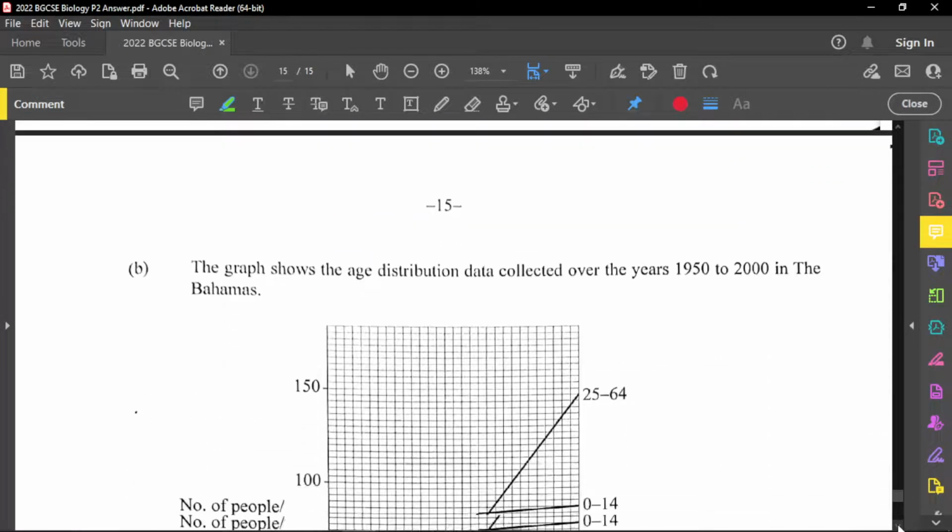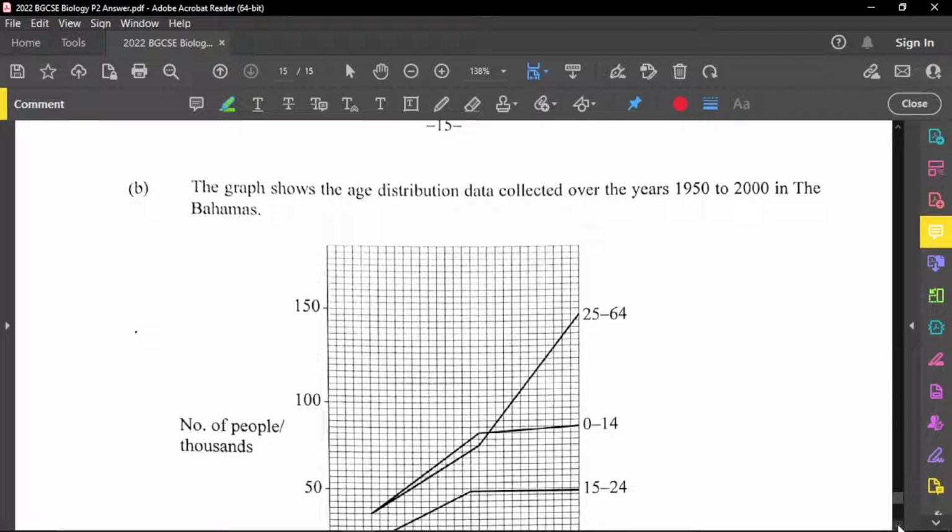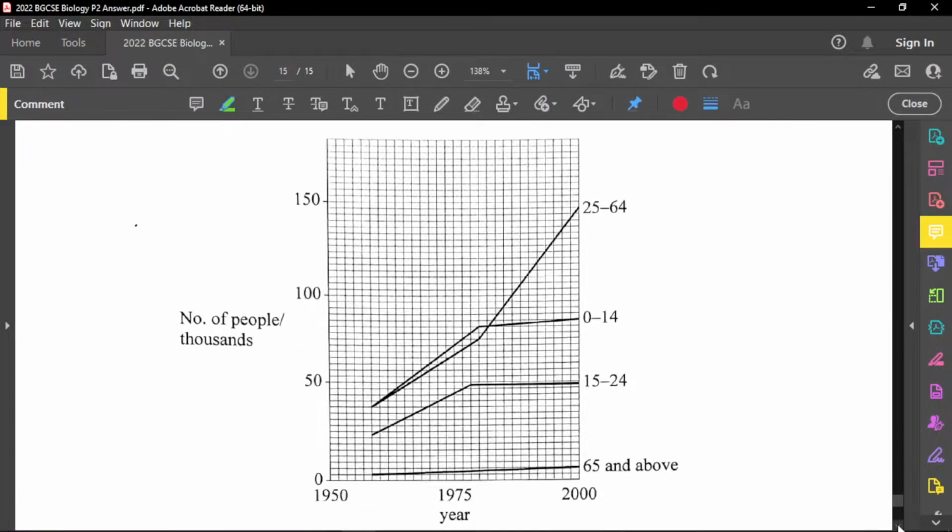For part B, it says the graph shows the age distribution data collected over the years 1950 to 2000 in the Bahamas. If you look at this graph, you have the number of people in thousands here, and then you have the years, from 1950 to 2000, and this gives you the age category on the side right here.